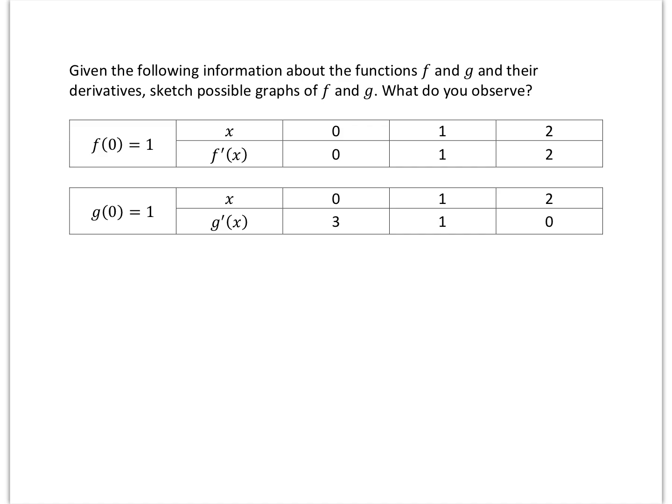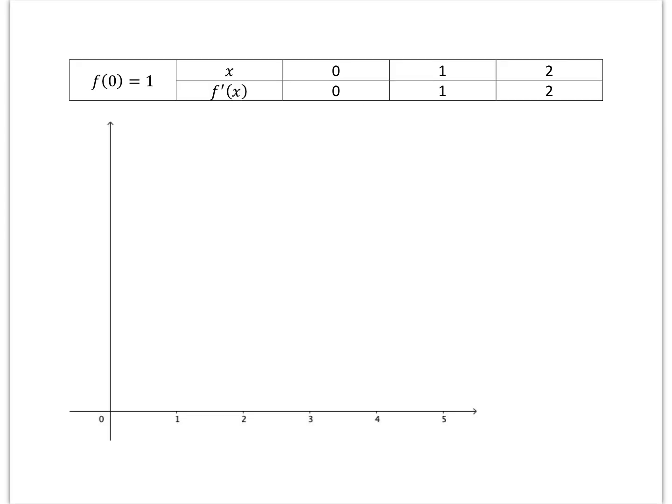Okay, I've given you some tables of values, some information about f and g and their derivatives, and we want to sketch a possible graph of f and of g. I'm going to do f on the next slide. Okay, so some information about f. I know that f of 0 is 1, so I can go ahead and plot that. f of 0 is 1. And I know that f prime of 0 is 0. So I have a horizontal tangent line right here, which means that f probably does something like that.